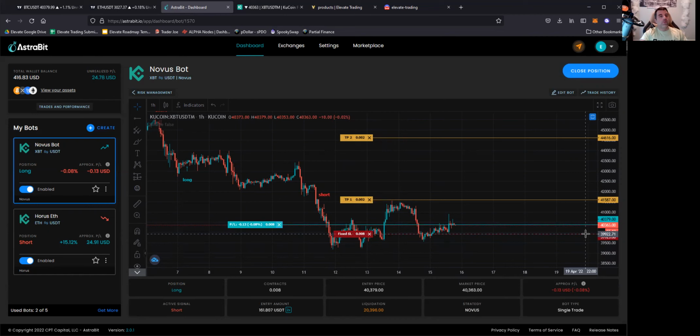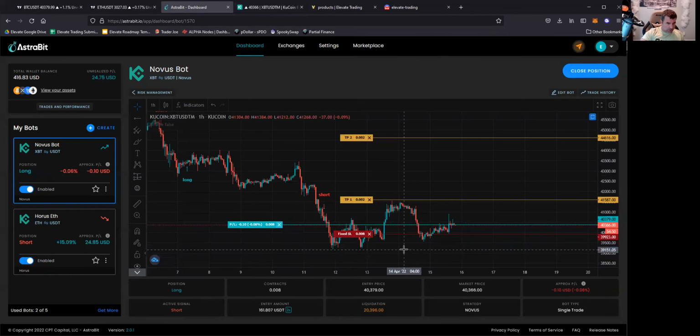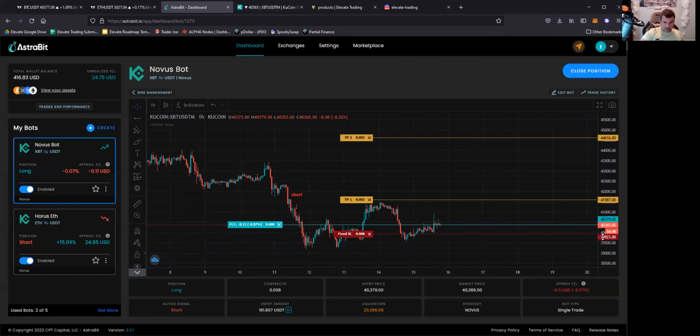Now, with that said, whatever changes you make to your bot, whatever position settings, from the AstroBit platform will automatically update and be shown on your exchange. So I have KuCoin here. First, let's look at where my stop loss is. My stop loss, I moved it up just now to 39,923.